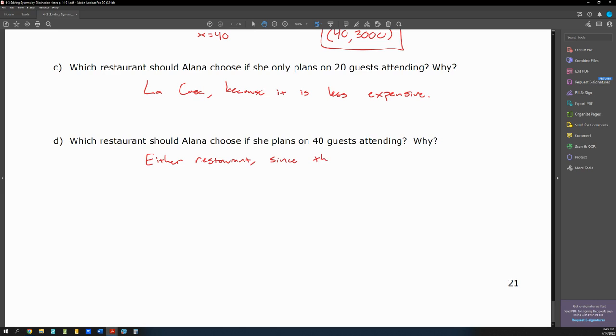Since they both will charge the same amount, $3,000.